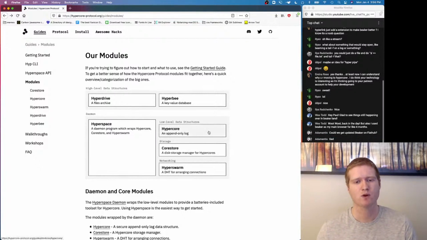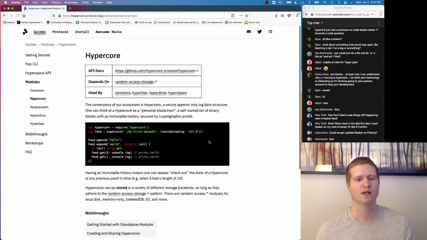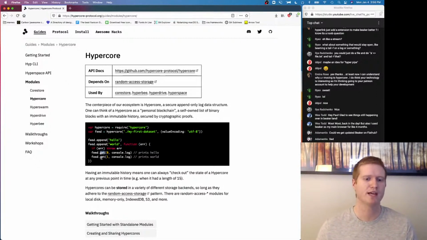Hypercore is an append-only log, and that is basically the core data structure upon which all other data structures are built, including Hyperdrive and Hyper-B. So when you make a Hyperdrive, it actually uses two hypercores. When you make a Hyper-B, it uses one hypercore. So Hypercore is just kind of the internal data set. And if you look at the API, it's just like this. You got one function, append, because it's append only. That's the only mutation function. And then you got a way to get individual values in the log.